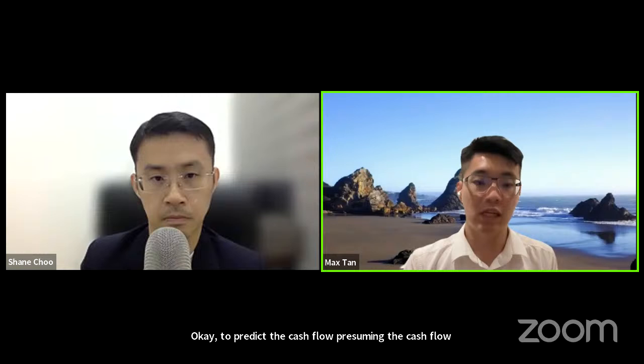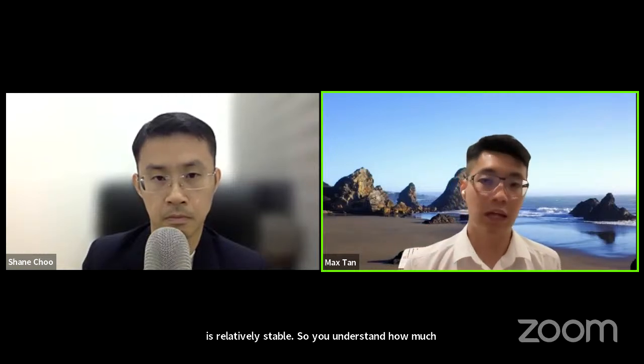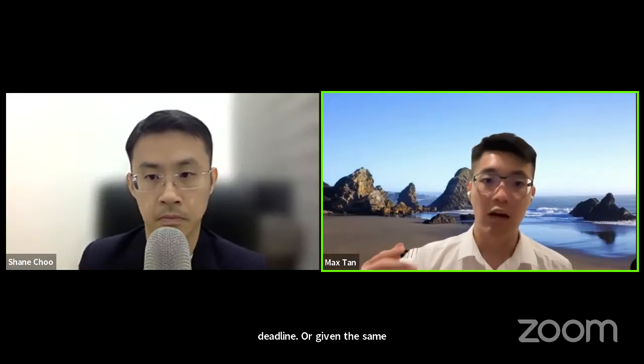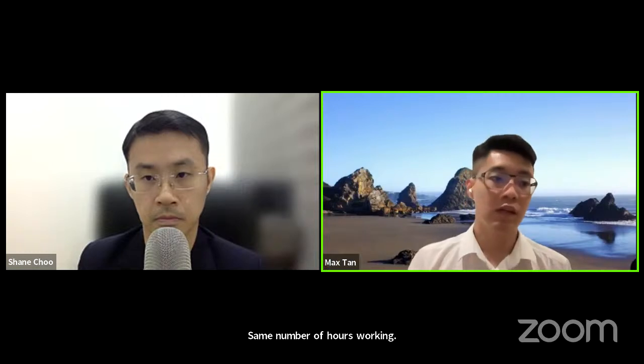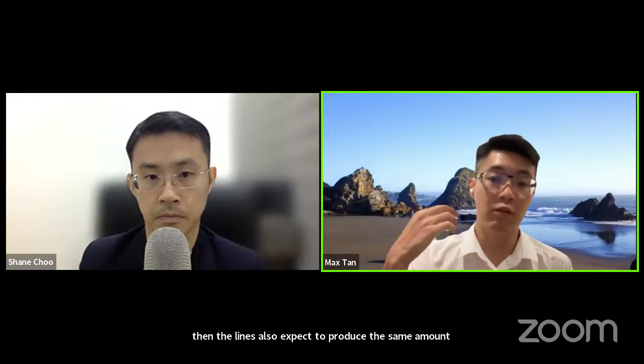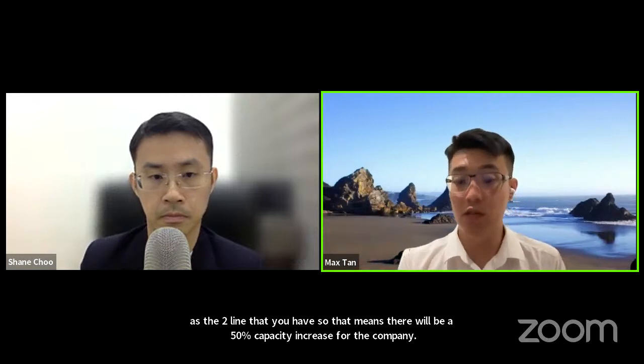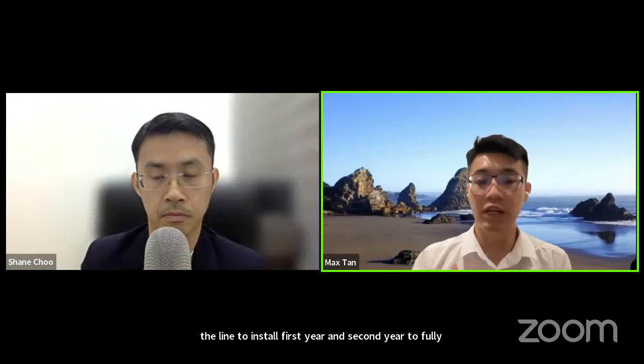So you understand how much capacity, how much output they can do per year. Then you look into the comments or prospects given by the company. Let's say, for example, the company is going to install a third line, given the same number of hours working, 8 hours, one shift plus OT. Then the line is also expected to produce the same amount as the 2 lines that you have. So that means there will be a 50% capacity increase for the company. Assuming that the company takes 2 years to fully utilize the line, to install in the first year and fully utilize in the second year, you can roughly predict the revenue increase and also the profit increase for the company.